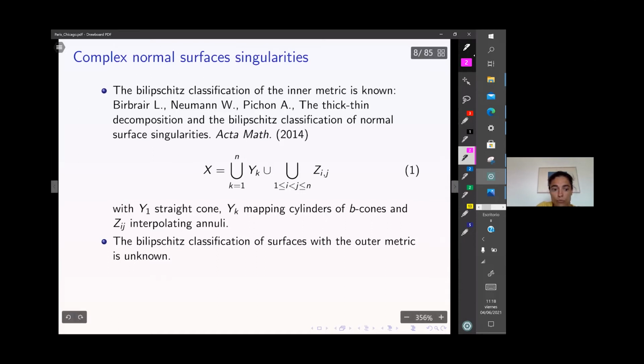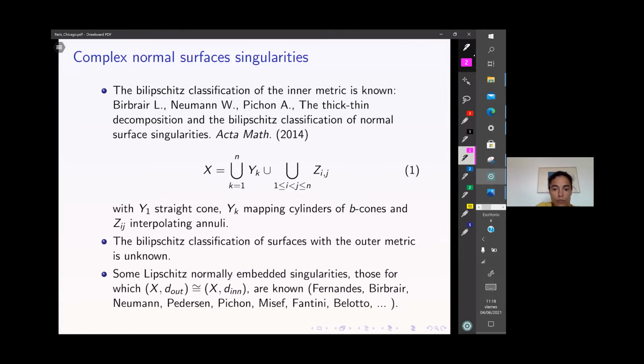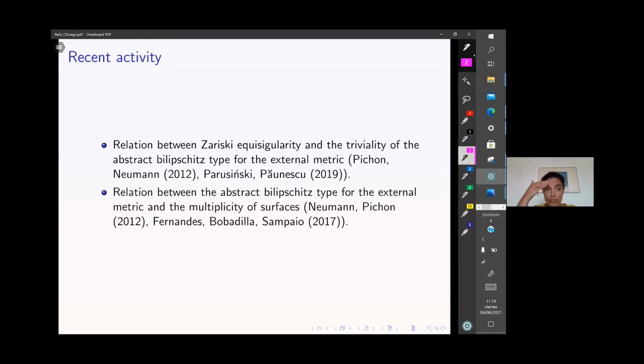For example, trying to classify for which surfaces the inner metric and the outer metric are the same up to Bilipschitz transformation. Well, there has been a lot of activity recently. For example, putting in relation the Zariski equisingularity and the triviality of the abstract Bilipschitz type for the external metric in a family of surfaces, or the relation between the abstract Bilipschitz type for the external metric and the multiplicity of surfaces.